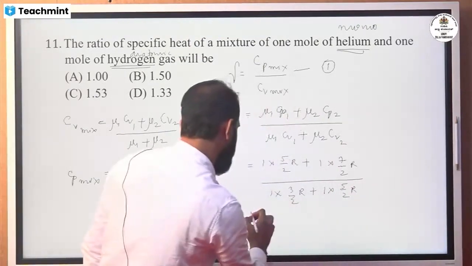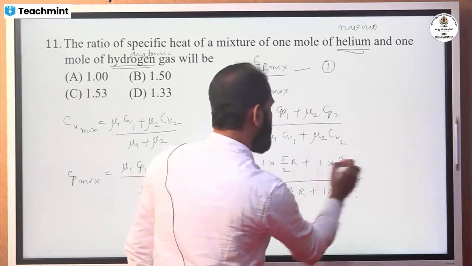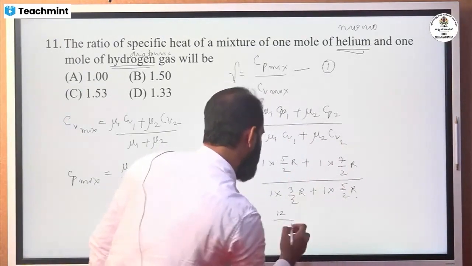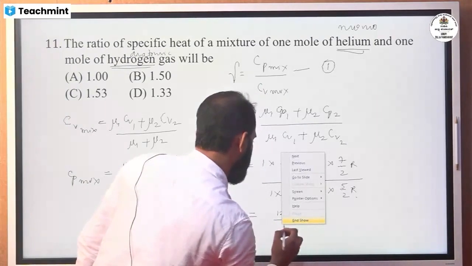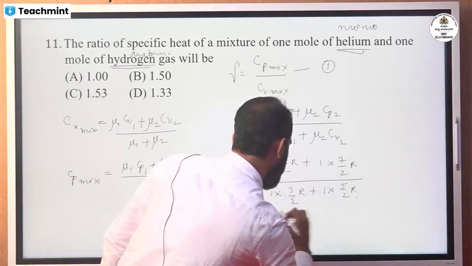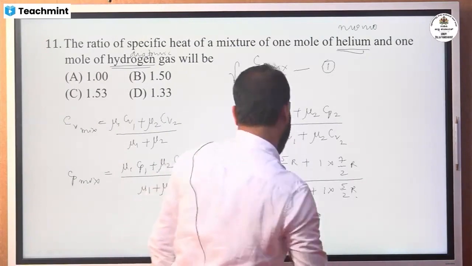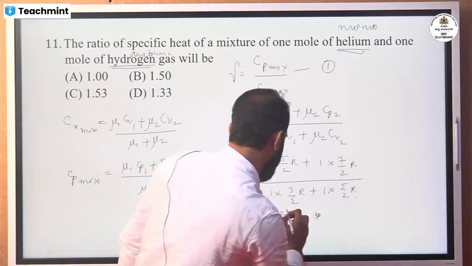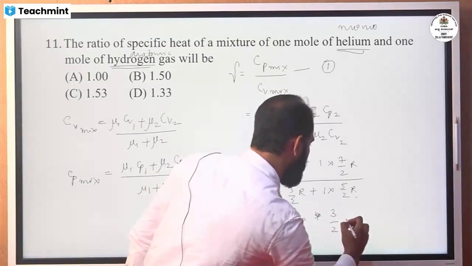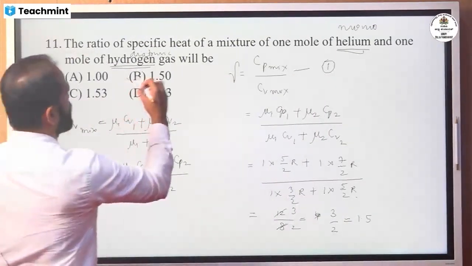So if you solve this, the 2 is anyway going to cancel out. So 5 plus 7 will be 12, and R is also going to cancel out, divided by 3 plus 5, which is 8. So 12 by 8, let's solve that. It will go in 4. This goes 3 times, this goes 2 times. So 3 divided by 2, so 3 by 2 is equal to 1.5. So we have 1.5 as option B.